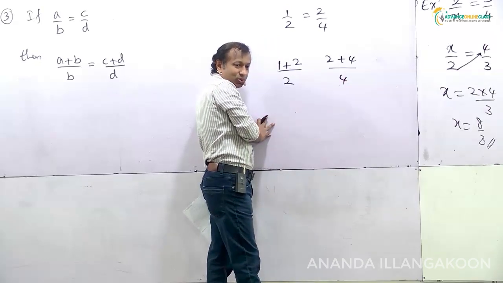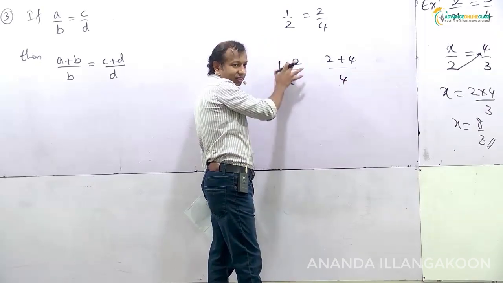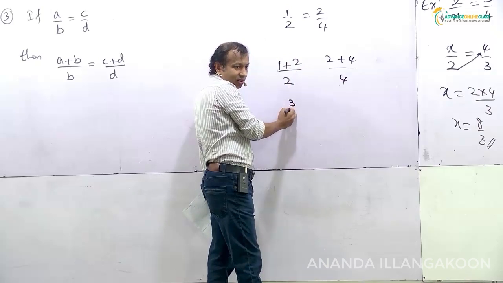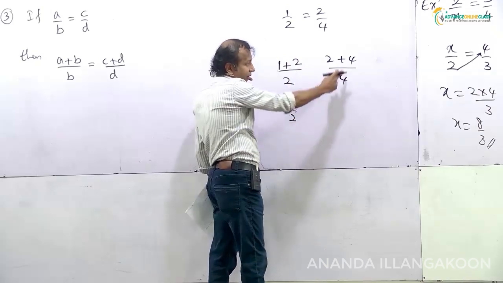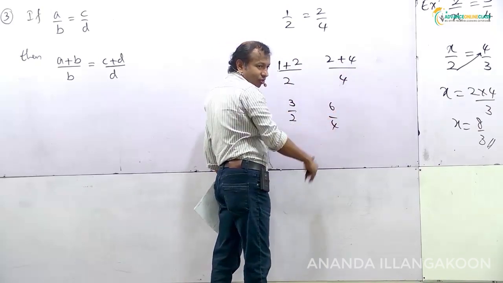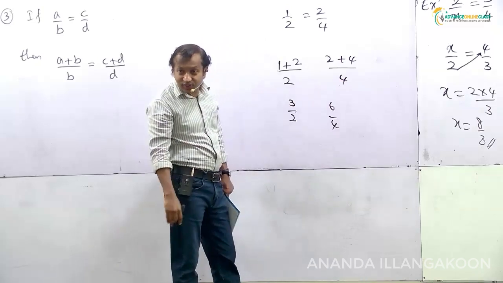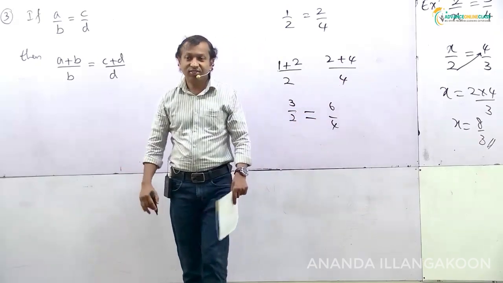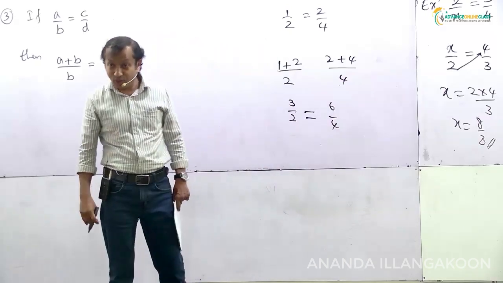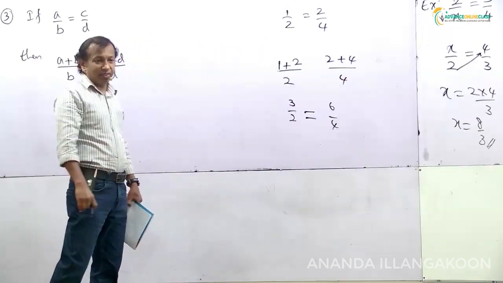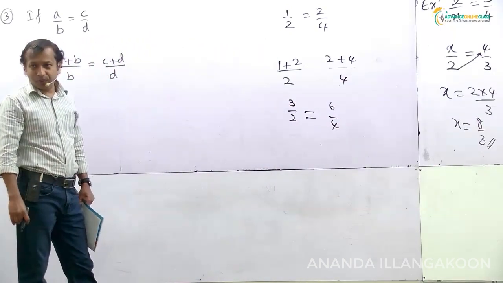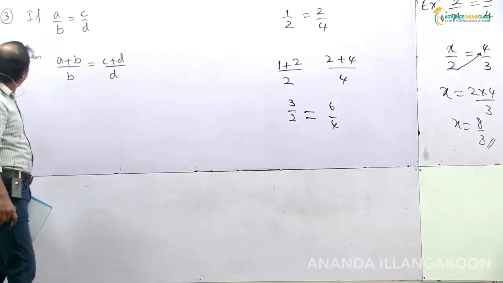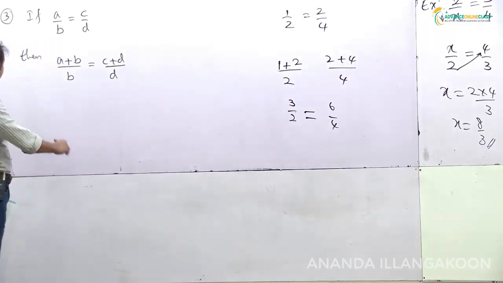Now let's check whether this is true. What, left hand side? 3 by 2. Right hand side? 6 by 4. Are they equal? They are equal. They are still equal. Understand? What is this result? That is the result. Understand? So therefore, this result, right? We can prove. First write down the result. Right. And then we'll come to proof.